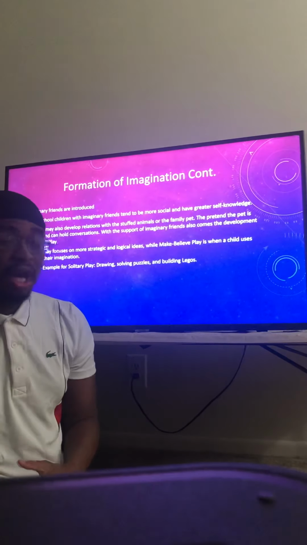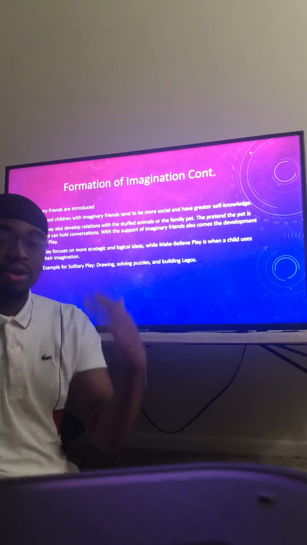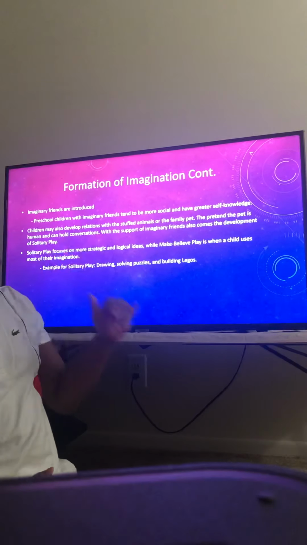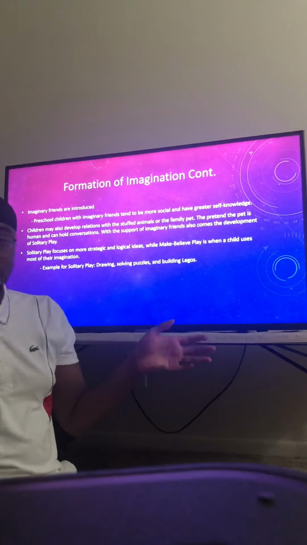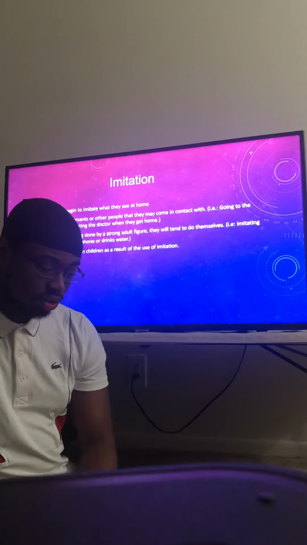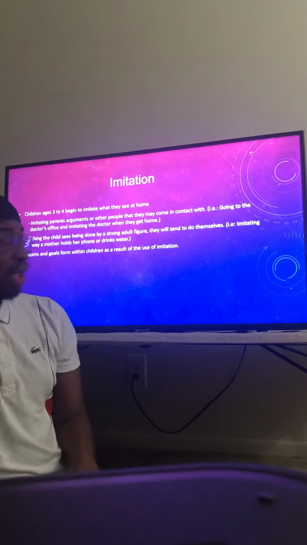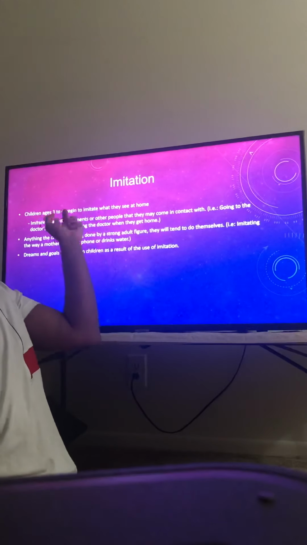And going forward with that, we also have solitary play. Now, solitary play develops during these stages. Solitary play is usually drawing, solving puzzles, building Legos, for example. And as I said about imitation, these occur between the ages of 3 to 4.